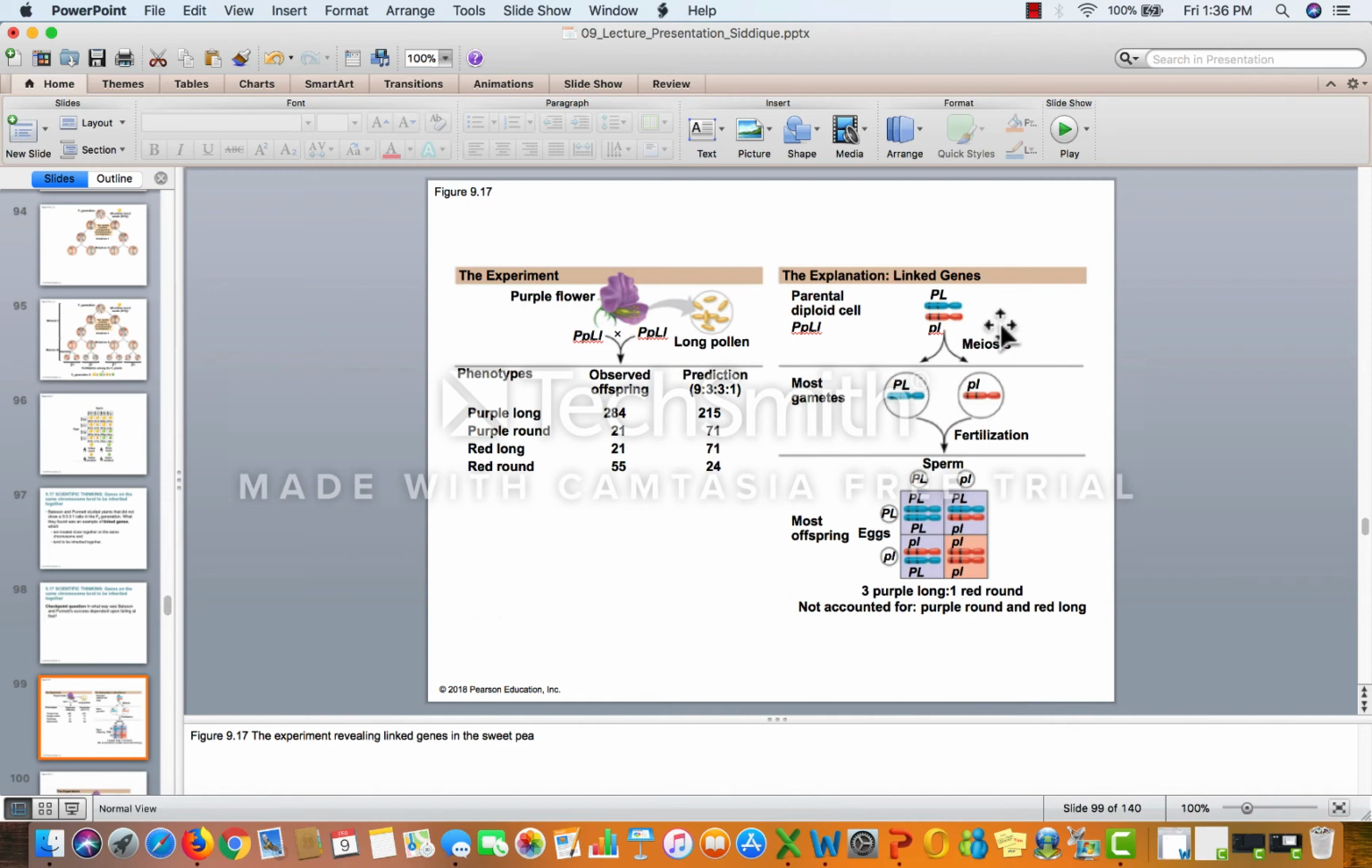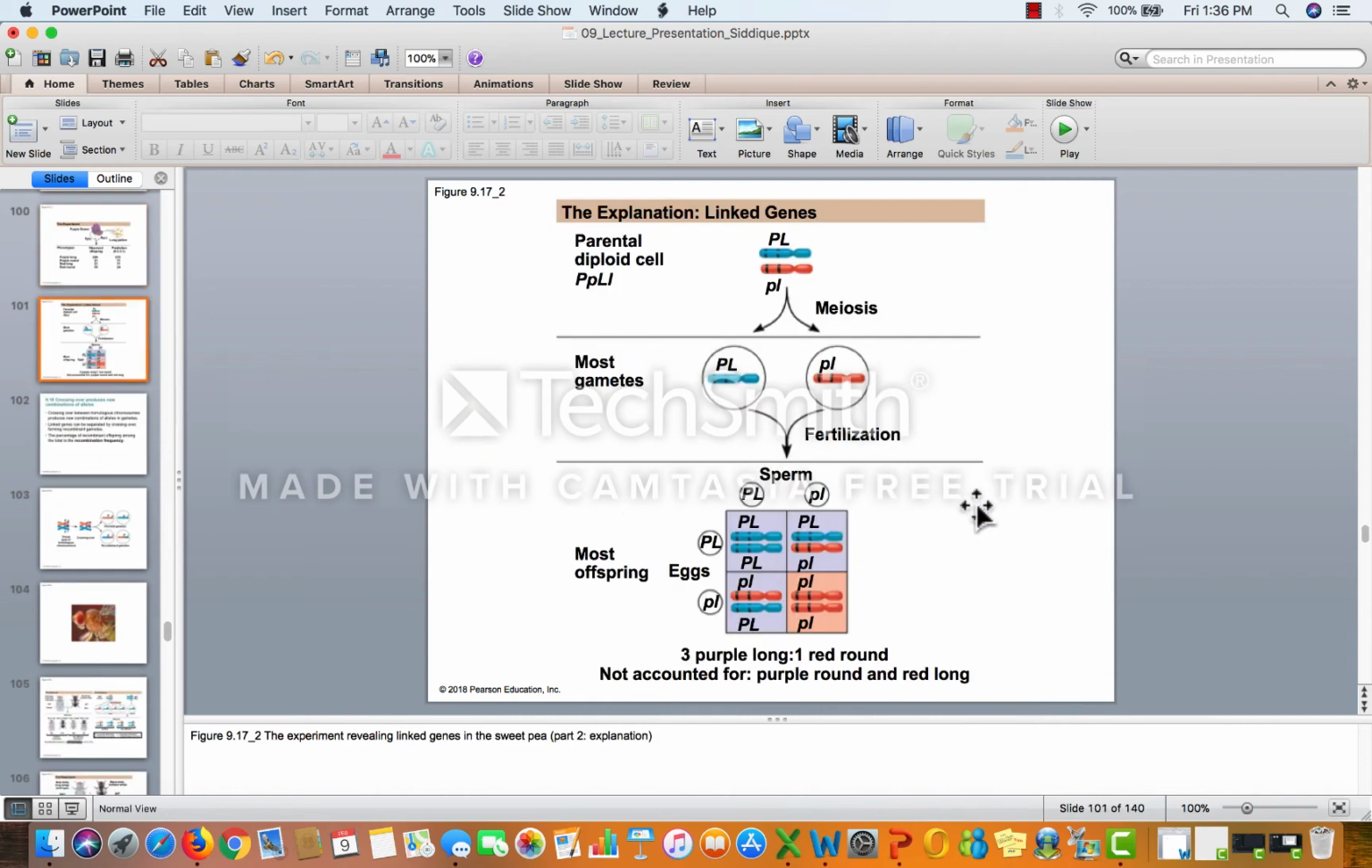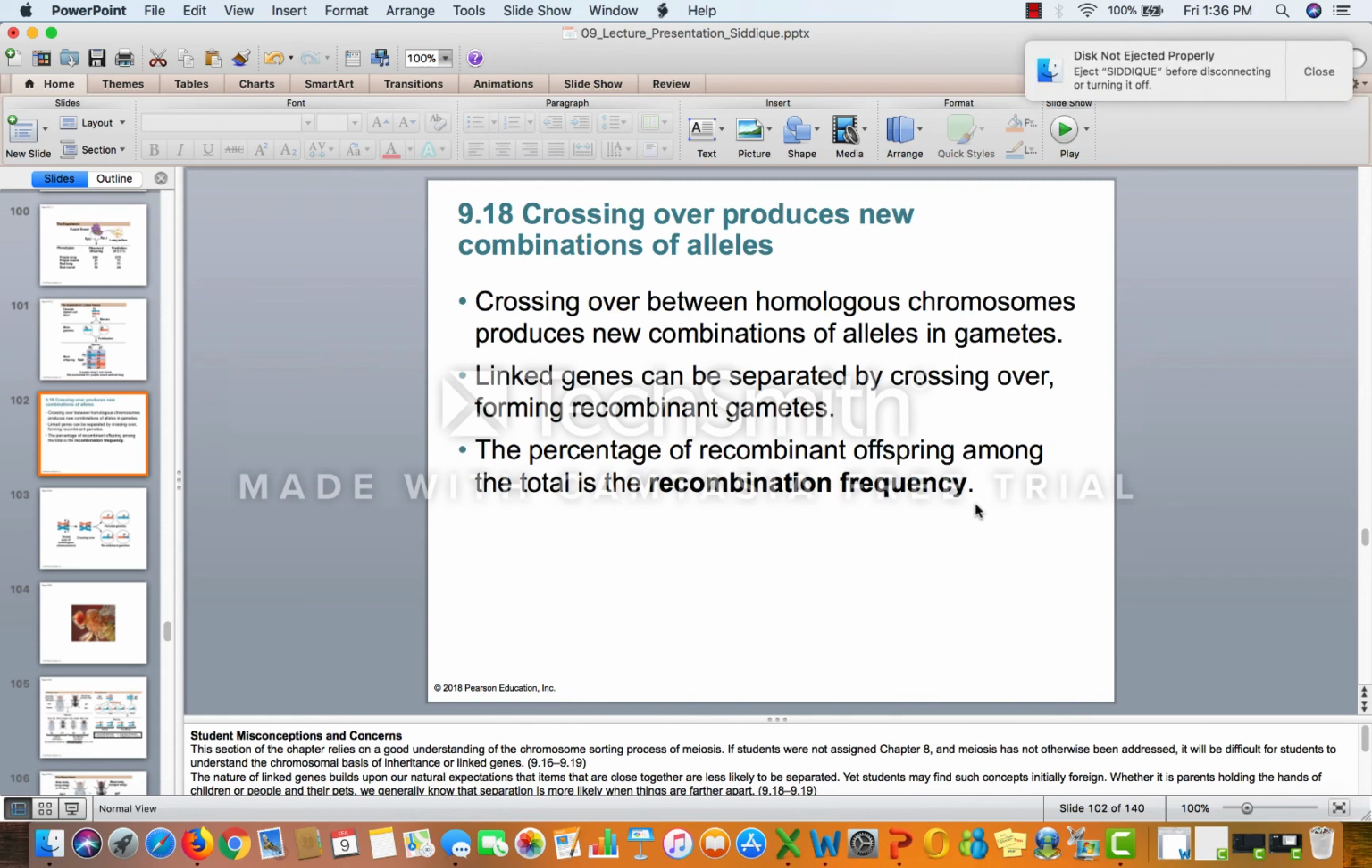When you take that purple, long-pollen flower, most of the gametes will be purple and long, but they'll be split 3:1: 3 purple long, 1 red round. This doesn't really account for a number of things. This showed us that genes were linked together. So again, once we did the experiment, we determined that genes were really linked together.